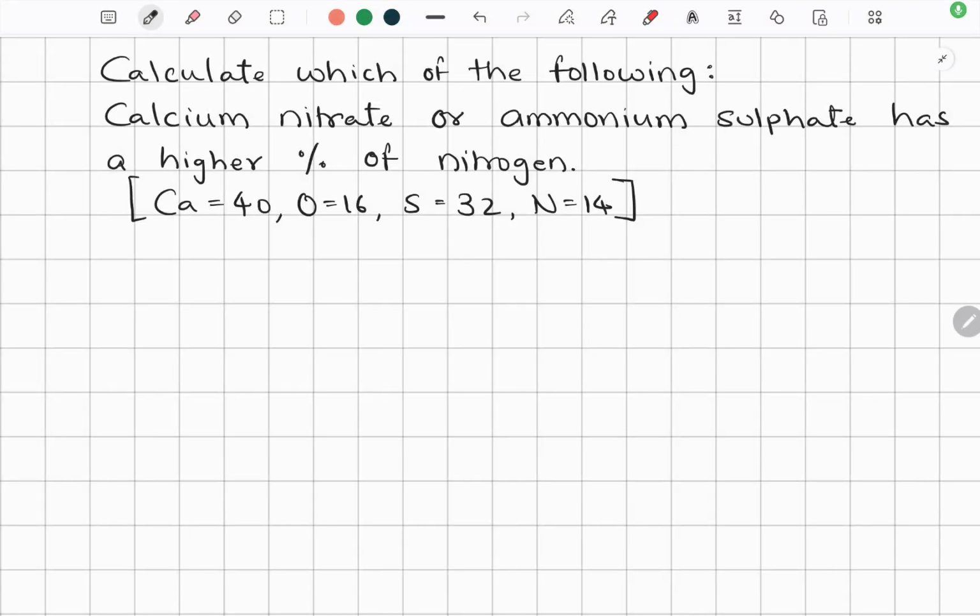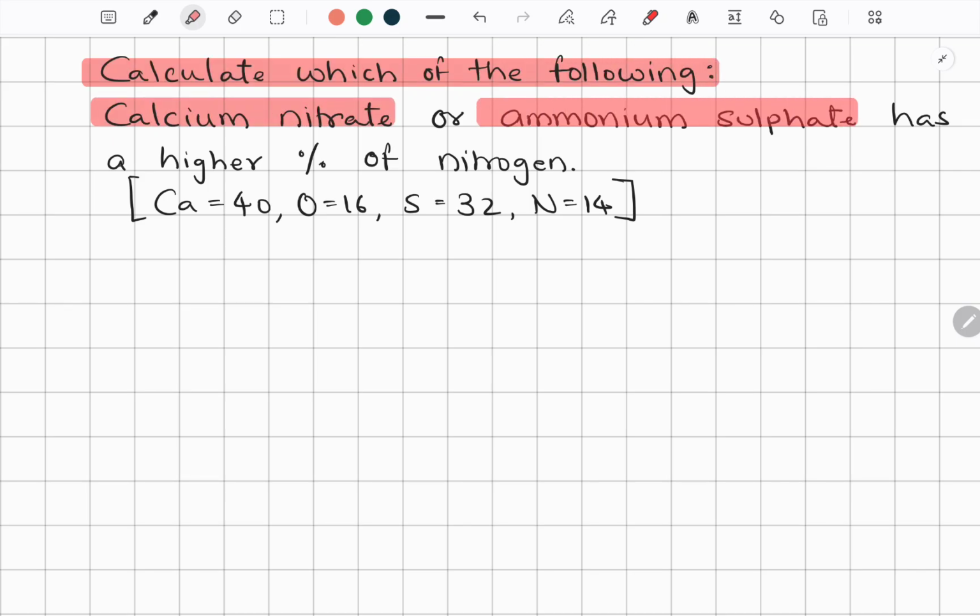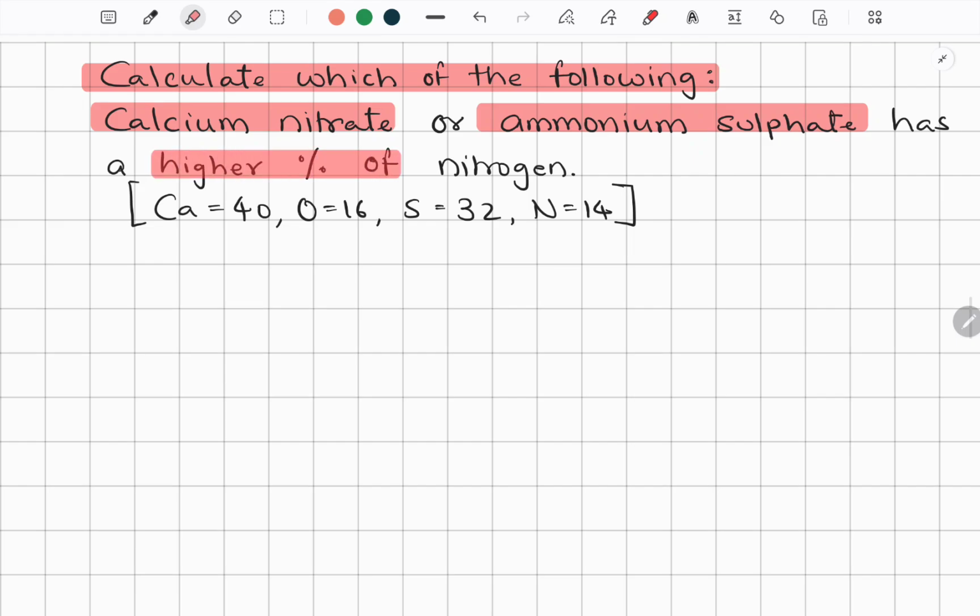Okay, let's try to solve this question as well. In this question, it's been asked to calculate which of the following, calcium nitrate or ammonium sulphate, has a higher percentage of nitrogen in it. The atomic weights of calcium, oxygen, sulfur and nitrogen are given. So it's very simple. Let's read it once again.